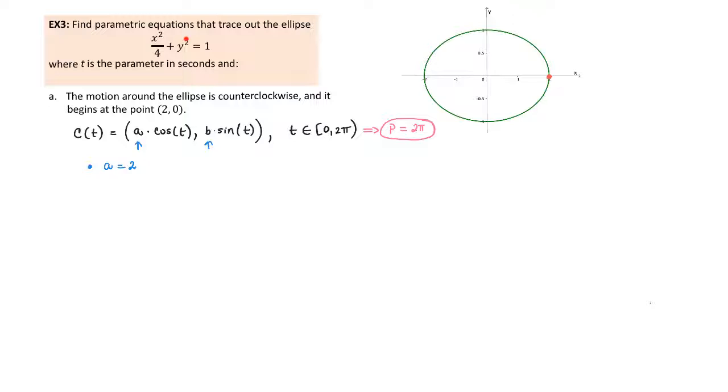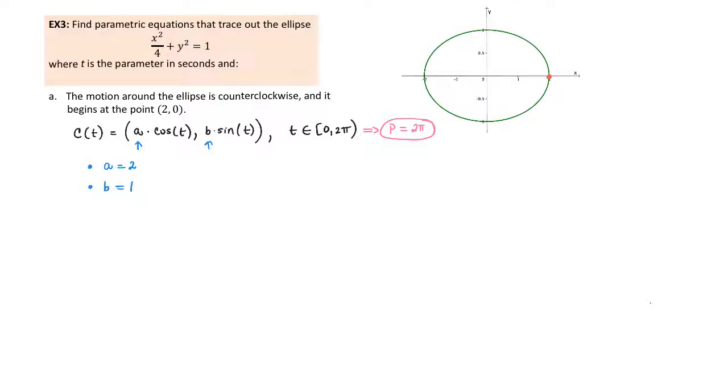Similarly, I have plus y squared. That's like having y squared over 1 squared, which tells me that B is equal to 1. And just a note here, since A, being the horizontal radius, is bigger than B, which is the vertical radius, I expect the long part of the ellipse to be along the horizontal axis. And that's what you see over here. See how the ellipse stretches horizontally instead of vertically.